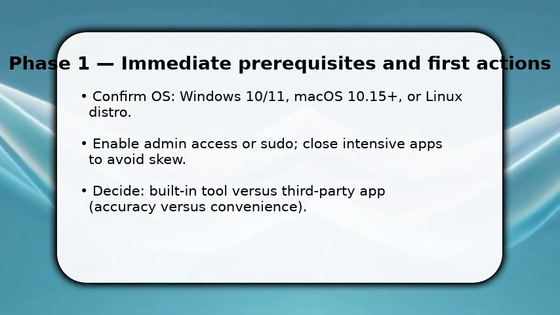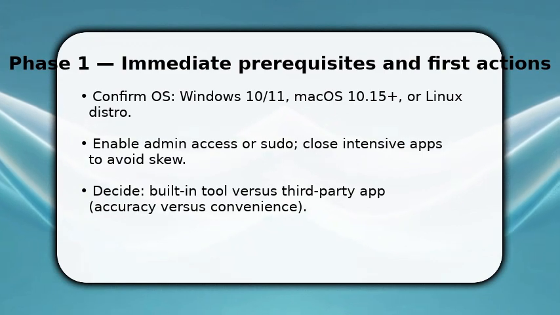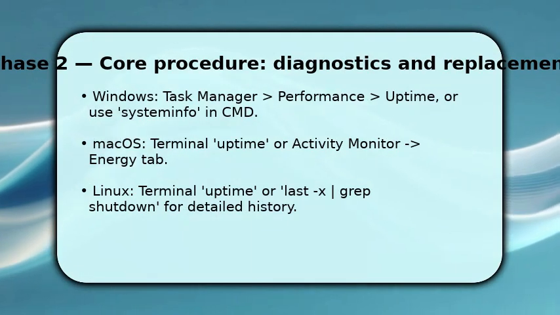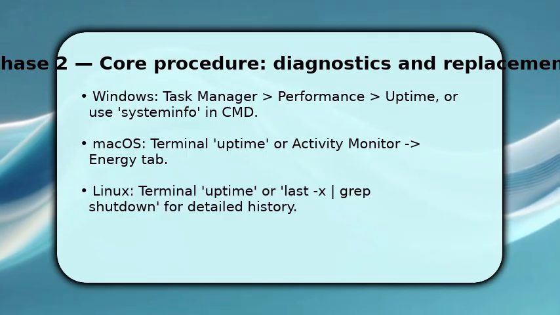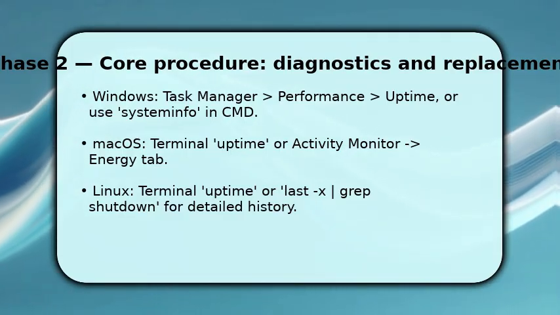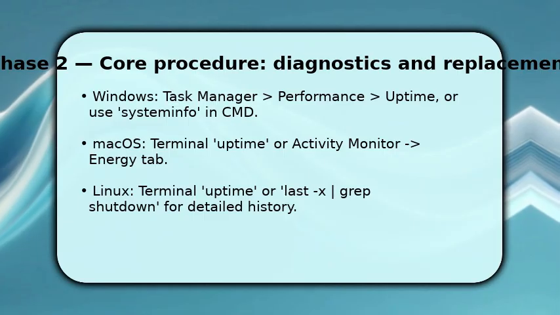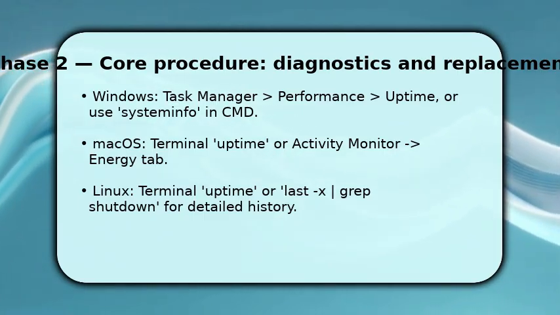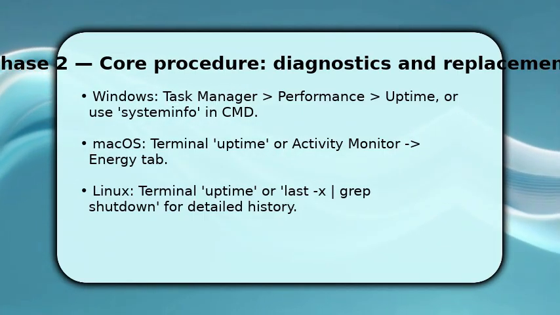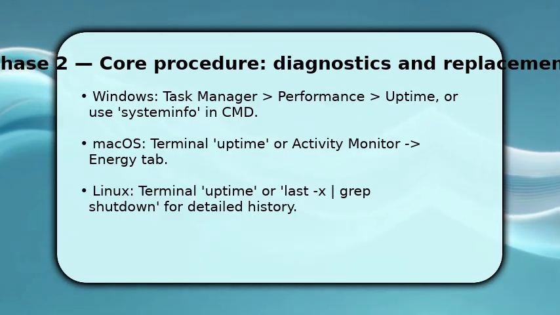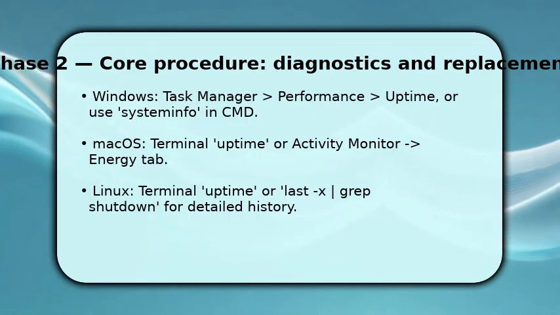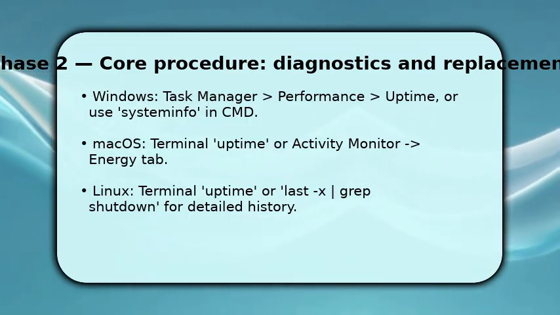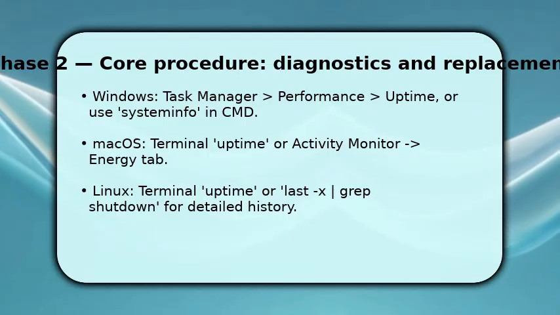Now, you run the built-in checks that give immediate uptime and session details. On Windows, open Task Manager, Performance, and read uptime, or run System Info in CMD to get boot time. This shows why uptime differs from active screen time. On macOS and Linux, use the uptime command in Terminal for system runtime and Activity Monitor, or last -x for shutdown history to build a timeline. Once you have those numbers, make a note of boot time versus active use.